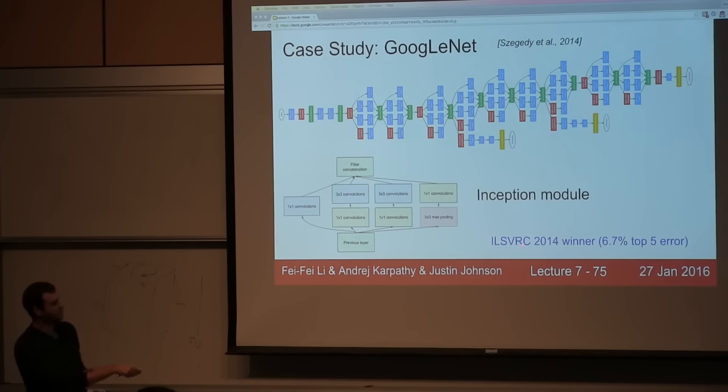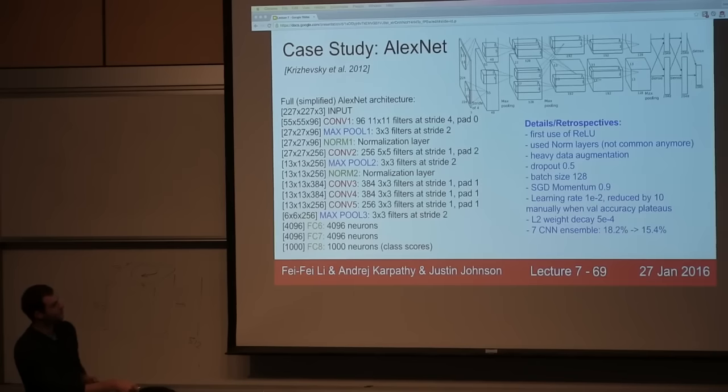But I'll just point out that it was the winner of the 2014 challenge. It had a 6.7% top 5 error. So if you remember, original AlexNet was at an error of, where are we?